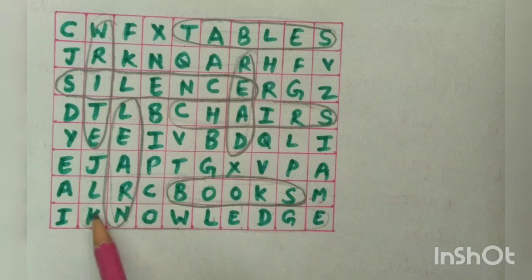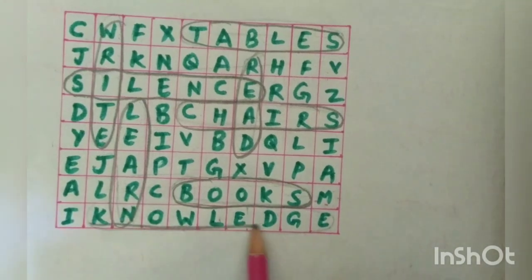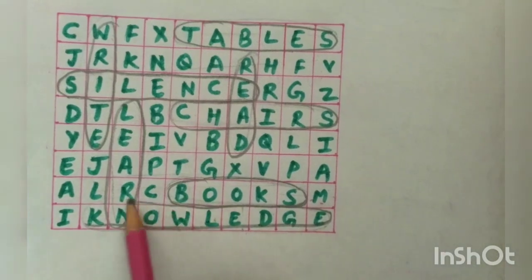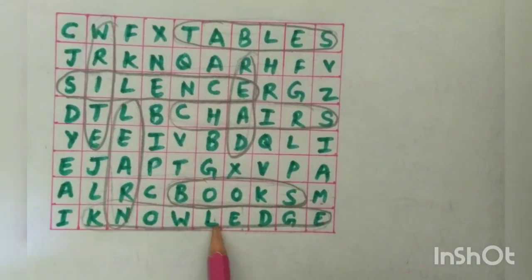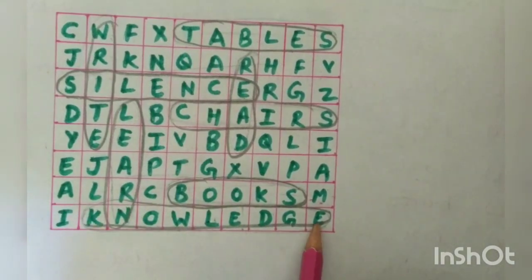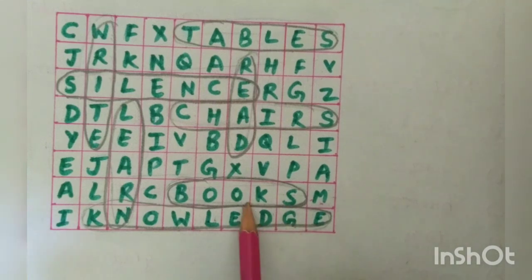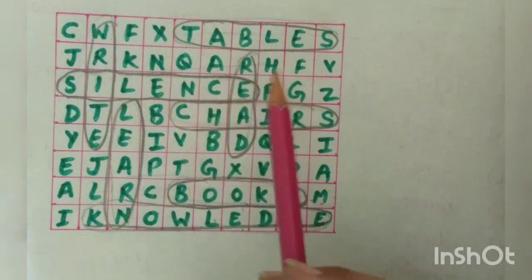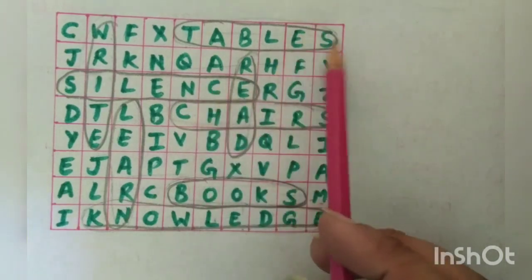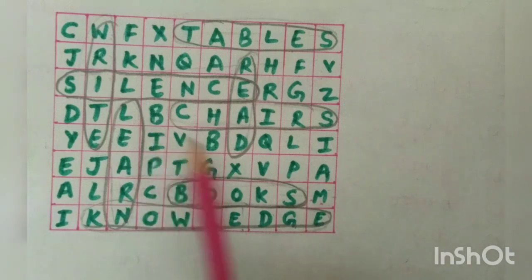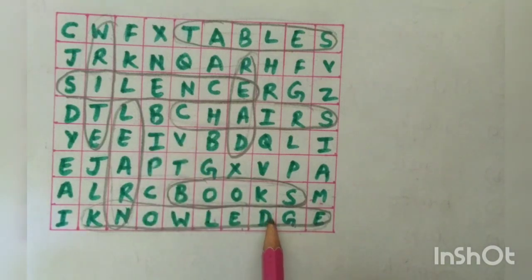Then the last word, I guess, is KNOWLEDGE. Knowledge we get from the library by reading books, by writing, by being silent. We use chairs and tables in the library. So we have these words in the library. In this way you have to solve the grid.